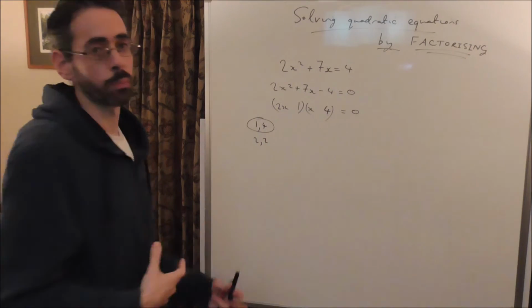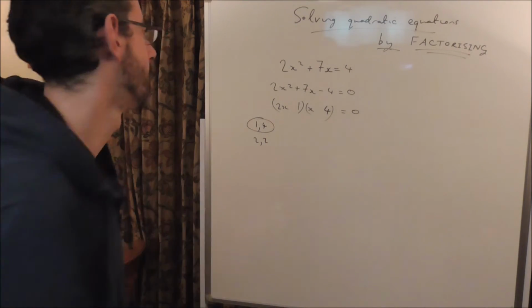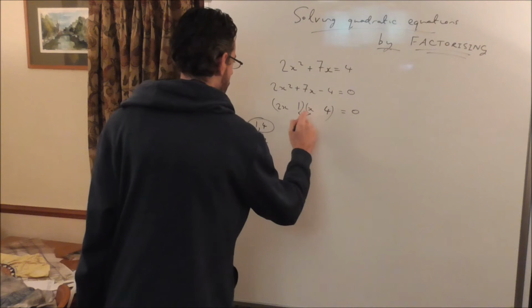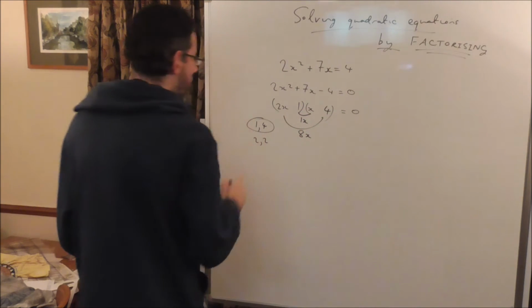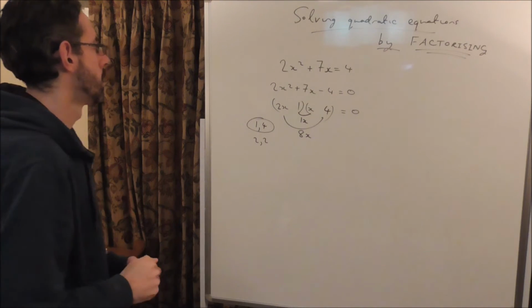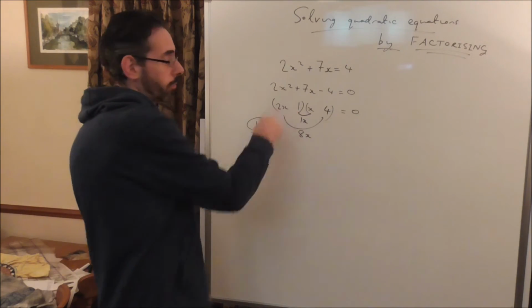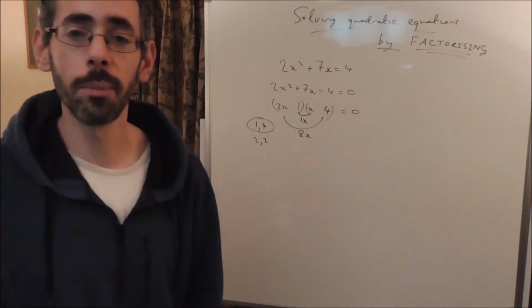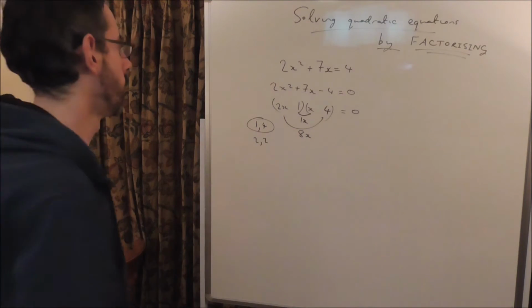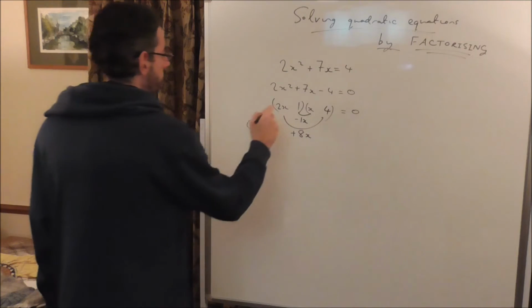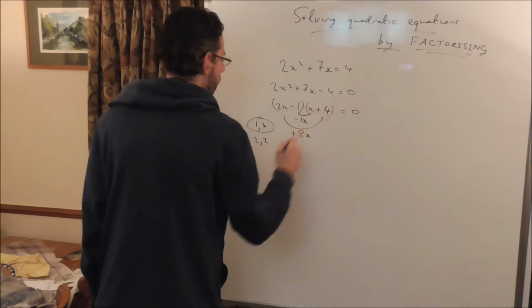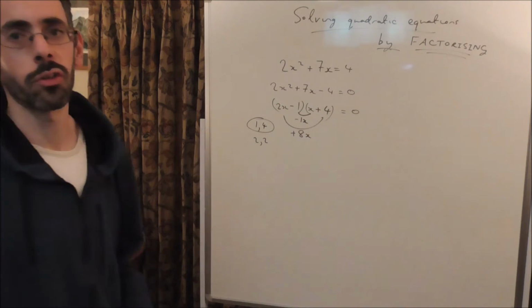Now we've got to decide which one's positive, which one's negative. At the moment, without signs, we've got 1x here, and 8x here. 2x times 4 is 8x. And we want them to add up to positive 7x. And that means the bigger one has to be positive, and the smaller one has to be negative. So it needs to be that way round. So we need minus 1 and plus 4. So that's how it factorises.